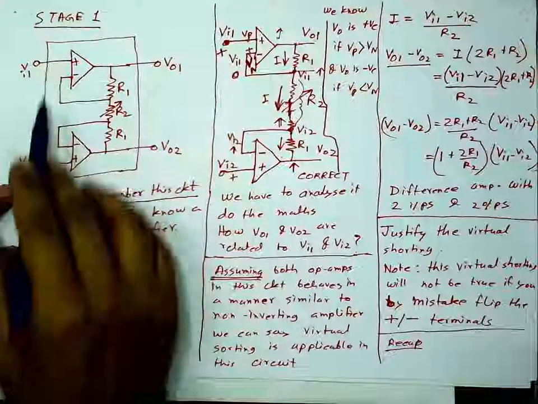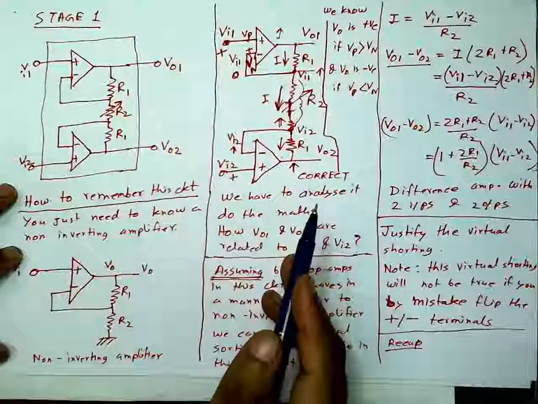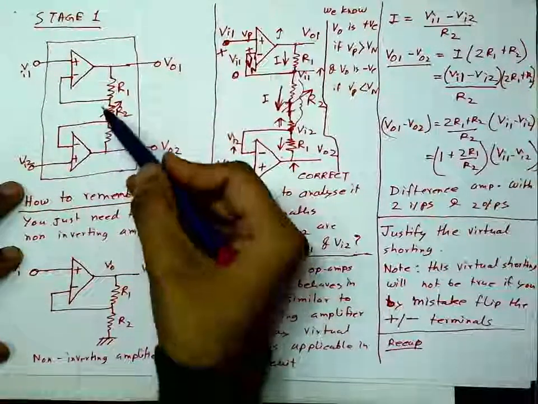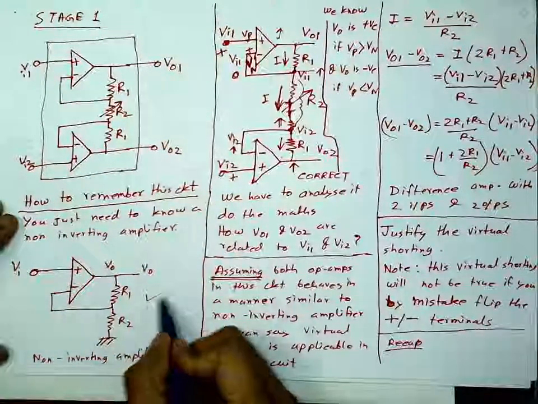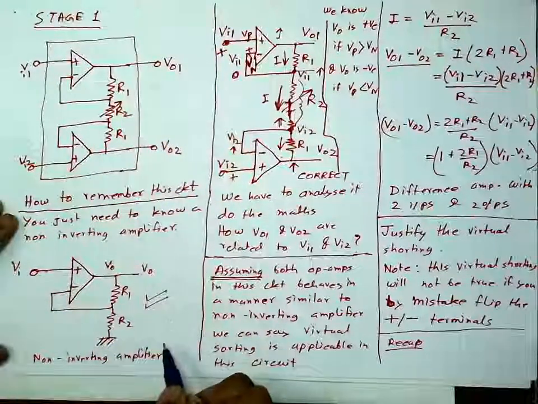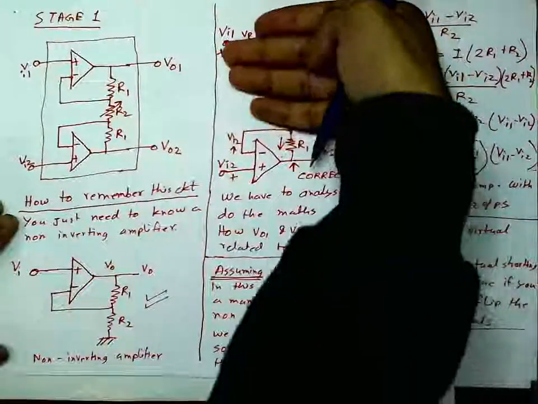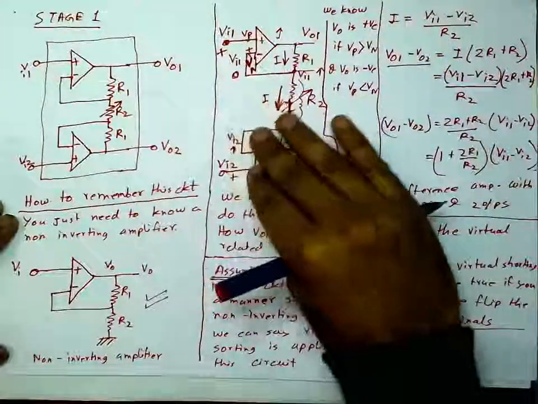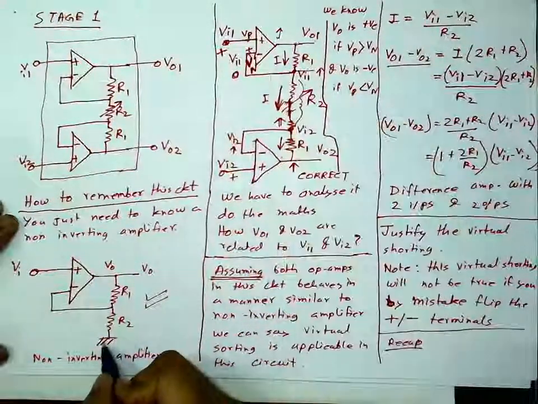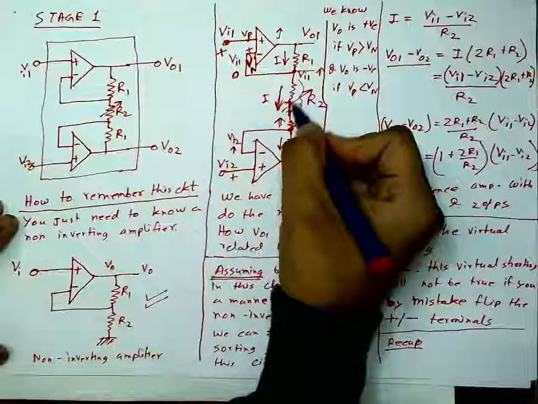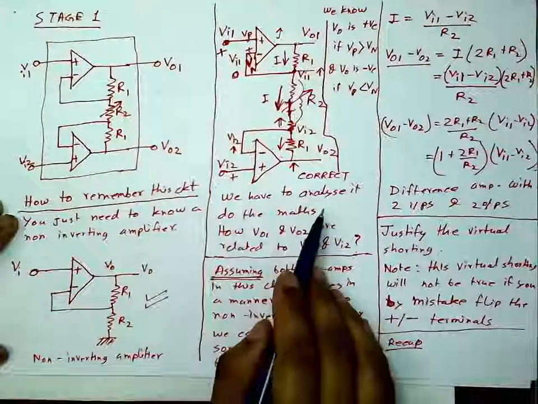We are talking about stage 1 of our two-stage amplifier. We have talked about how to remember this stage 1. You just have to remember this non-inverting amplifier. Draw it twice, once and twice, by flipping it as a mirror image. Join the grounded points of these two amplifiers together. That's how you remember this circuit.